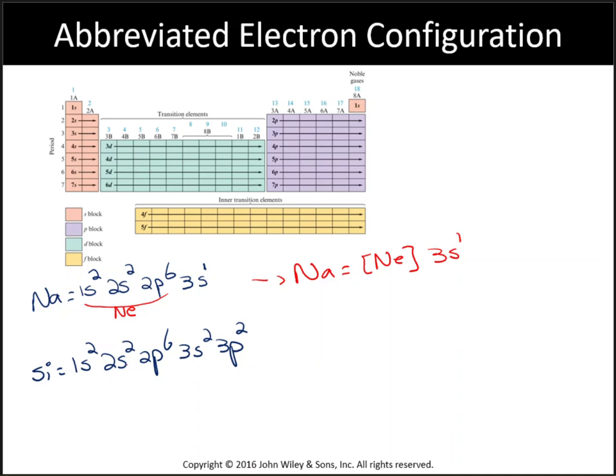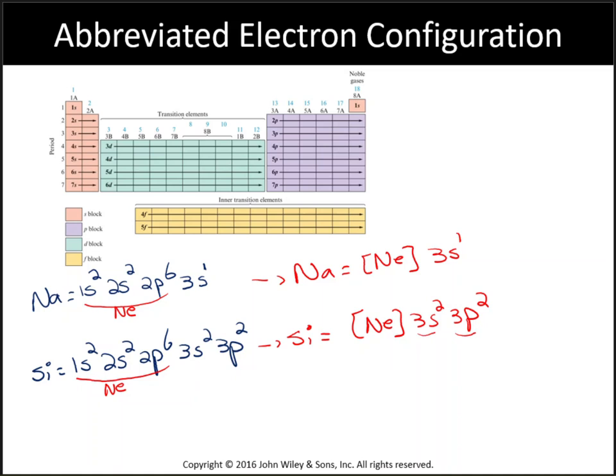Now, same thing for silicon. Up to here, 10 electrons. This is the electron configuration of neon. So to write the abbreviated electron configuration for silicon, I could adopt the electron configuration of neon, and what's left is 3s2, 3p2. Now, this abbreviated electron configuration helps me look at the valence shells and valence electrons better too. So for sodium, your valence shell is 3 and you have 1 valence electron. For silicon, your valence shells are 3s and 3p and you have 4 valence electrons.